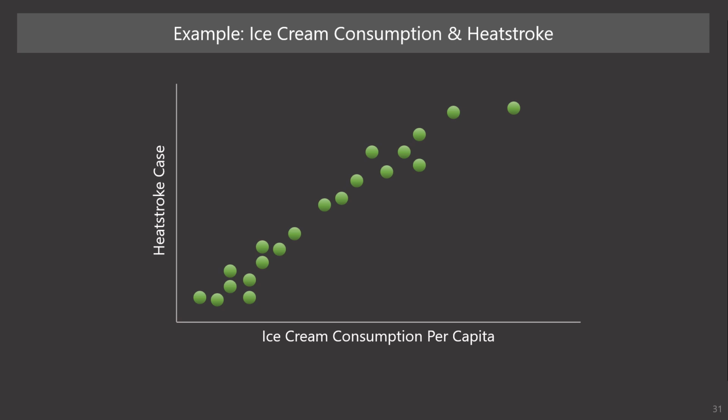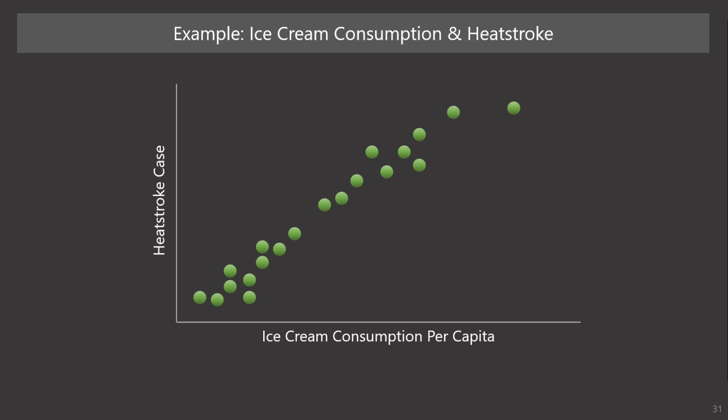Let's look at the scatter plot. The x-axis represents the ice cream consumption per capita in a city, and the y-axis represents the number of heat stroke cases. As we can see, as the ice cream consumption grows, the number of heat stroke cases increases. Can we conclude that ice cream consumption increases heat stroke patients? The answer is no. As you know, correlation does not mean causation. So, we cannot conclude that the ice cream consumption is the cause and heat stroke is the effect.